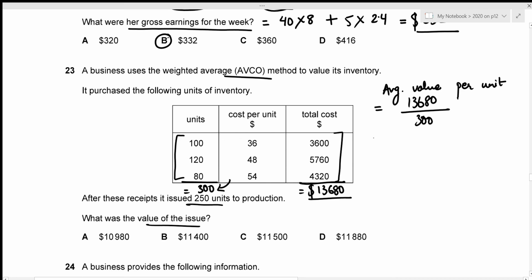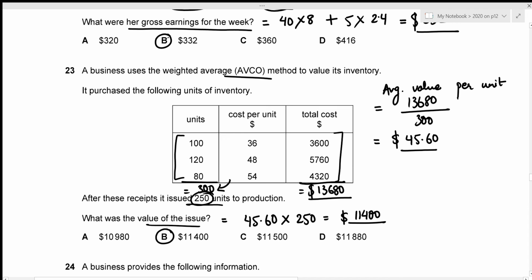Alright, and this gives the average value per unit to be 45.60. Now we just need to figure out the total value for 250 units based on the average value of 45.60. So we just need to multiply these two numbers together. For 1 unit, the average value is 45.60. Now for 250 units, that is just going to be times 250, which results in the total value of the issue to be 11,400. This is given in option B, so that will be the correct answer.